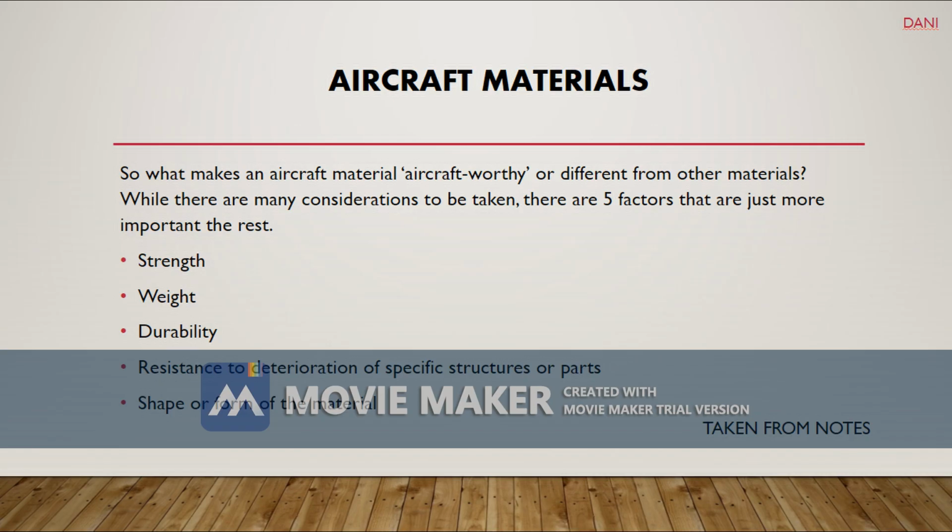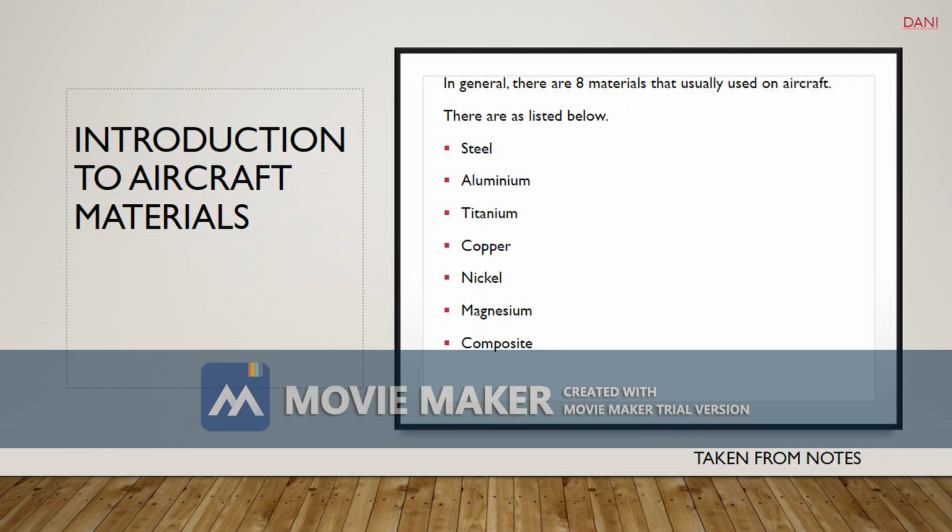Okay, so today I'll be introducing you to the materials commonly used in aircraft manufacturing. In general, there are 8 main materials used in aircraft constructions. These materials have been selected based on their strength, weight, corrosion resistance, and also the ability to withstand extreme conditions. So the 8 materials are steel, aluminium, titanium, copper, nickel, magnesium, and composite materials.